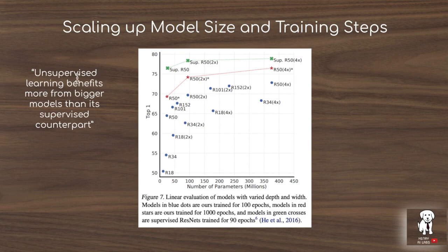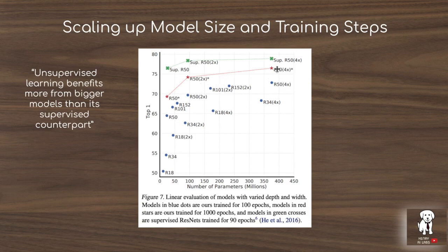A quote from the paper is that unsupervised learning benefits more from bigger models than its supervised counterpart. In this case, you see the difference between supervised learning and how the performance saturates quicker. You see the slope of this line is smaller than the slope of this line with respect to scaling up the ResNet 50 width parameter with the SimCLR algorithm compared to supervised learning.